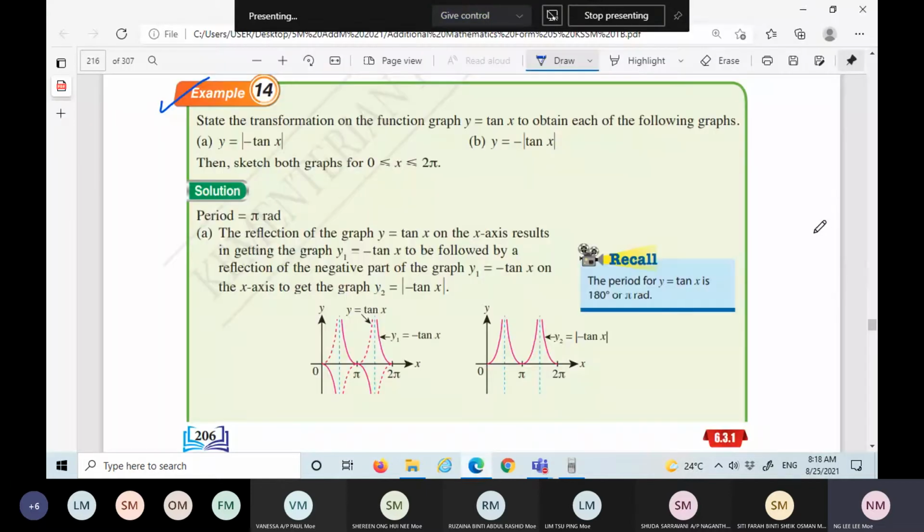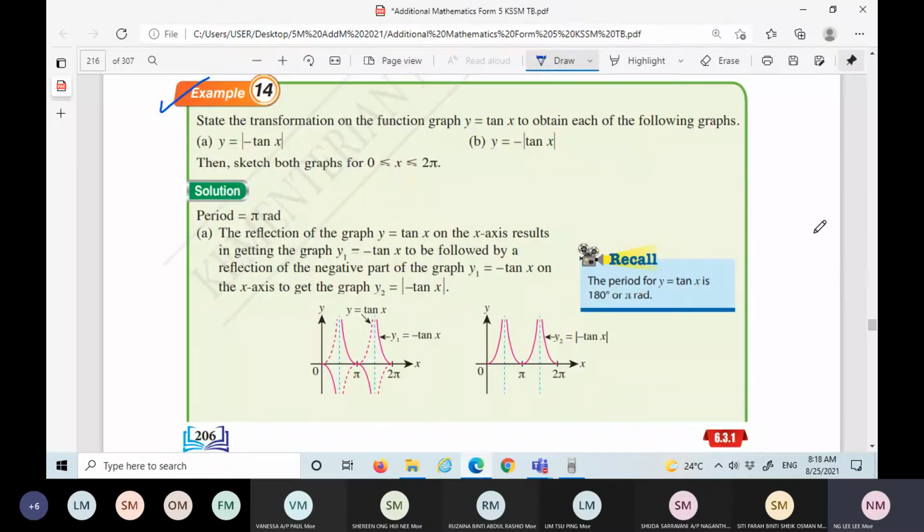Okay, we come back to this one. You see, we also need to learn the graph with the modulus. And then you see this question A and B. One is a modulus for the negative tangent x. The other one is a negative and then only modulus the tangent x. You will see both graphs are different. So we go through one by one.